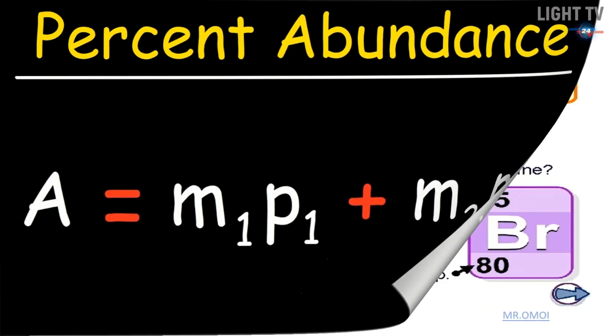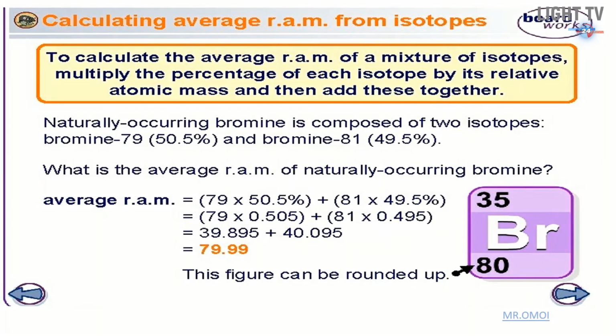I'm going to give you an example of a question, and I'm going to read the question. Naturally occurring bromine is composed of two isotopes, bromine 79 with a percentage abundance of 50.5% and bromine 81 with a percentage abundance of 49.5%. Calculate the relative atomic mass of naturally occurring bromine. Now that's the question.